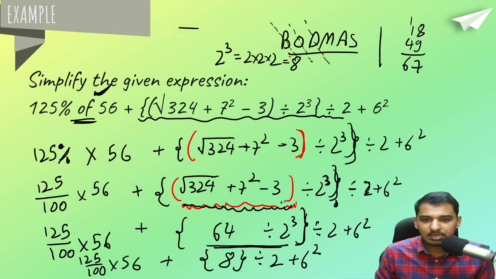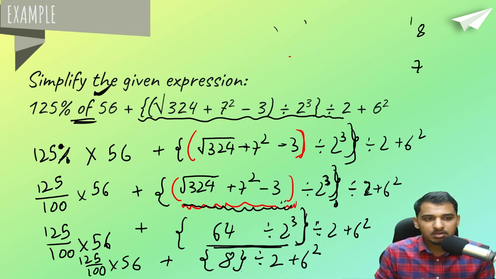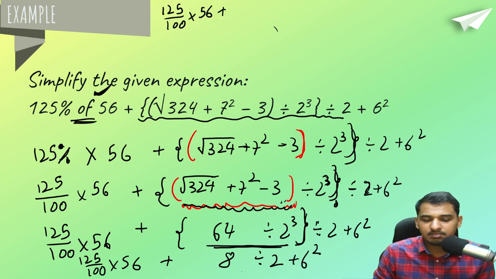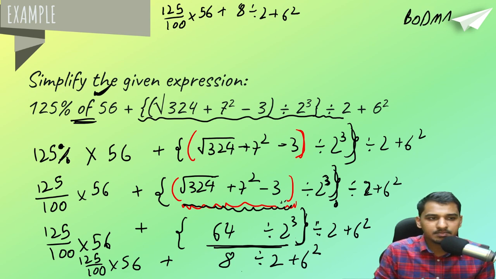I'm writing on the top now because there's a space crunch here. Now you can see that this black bracket does not have any more operations inside it. So now you can remove this bracket because no more operations are there inside it. Now you will again apply BODMAS. So the equation has been written as 125 by 100 into 56 plus 8 divided by 2 plus 6 square. Now again applying BODMAS here.